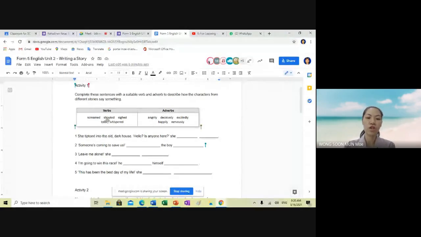So in each of the sentences, you see there are two blanks. That means the first blank you fill in with the verb, and then the second blank you fill in with the adverb. That means you do something. Verb is your action, right? Now in here, these are all the action verbs. You do something, and then how you do it. So that's the action.